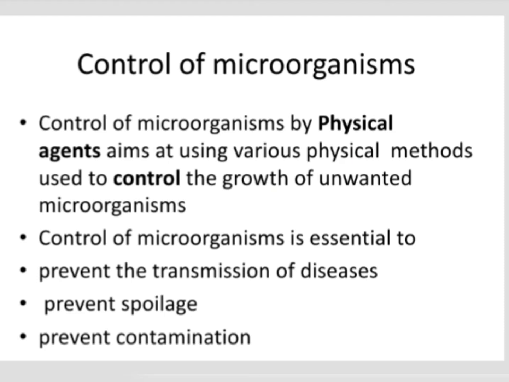Control of microorganisms by physical agents aims at using various physical methods to control the growth of unwanted microorganisms. Control of microorganisms is essential to prevent the transmission of disease, spoilage, and contamination. So, control of microorganisms using physical agents aims at using various physical methods like temperature, pressure, radiation, filtration, etc., to control the growth of harmful microorganisms which spread diseases or which cause spoilage of food materials, which results in contamination and decomposition.